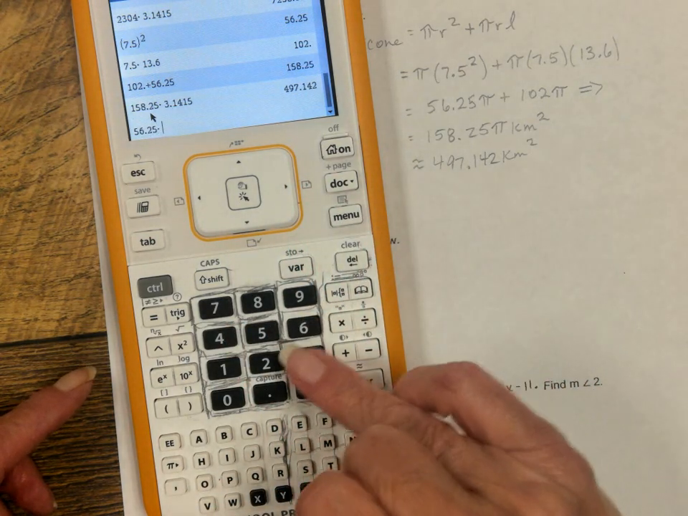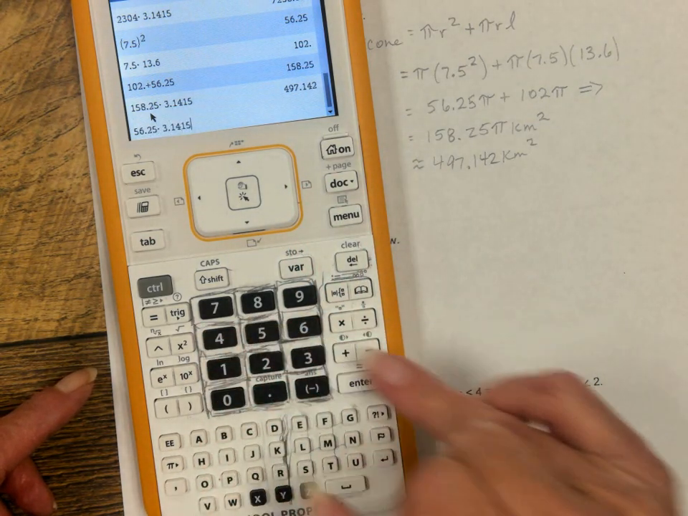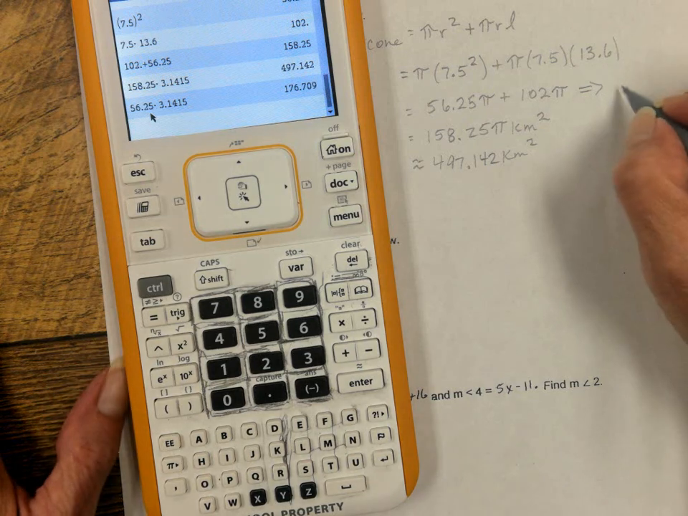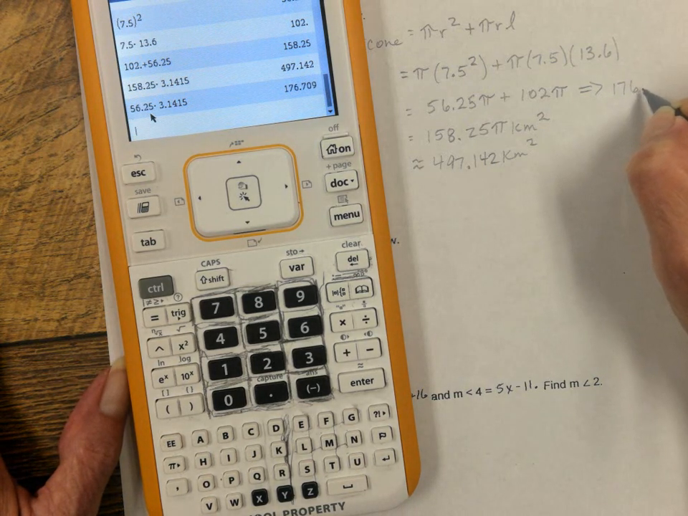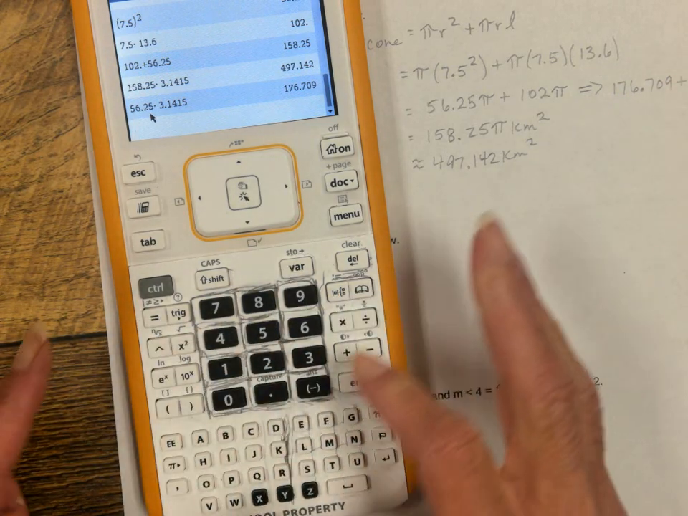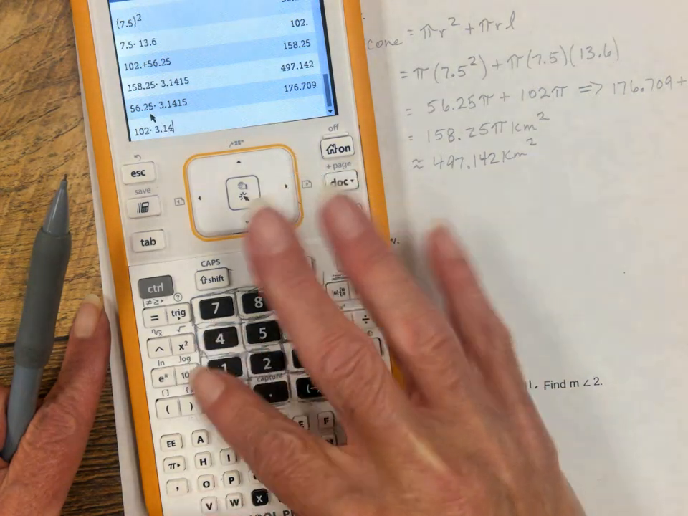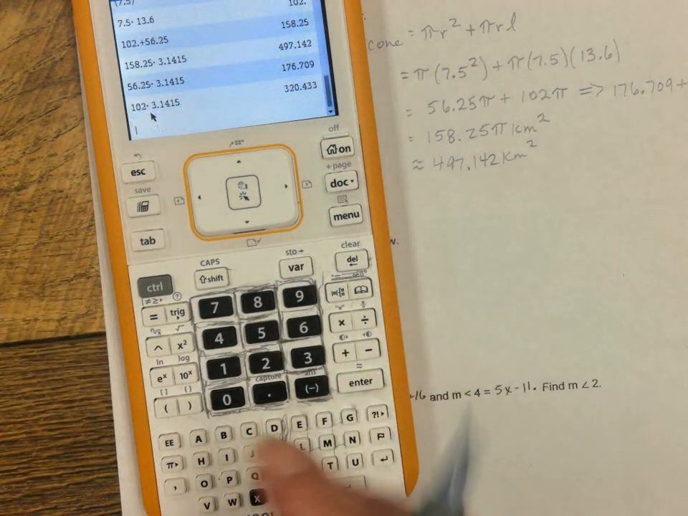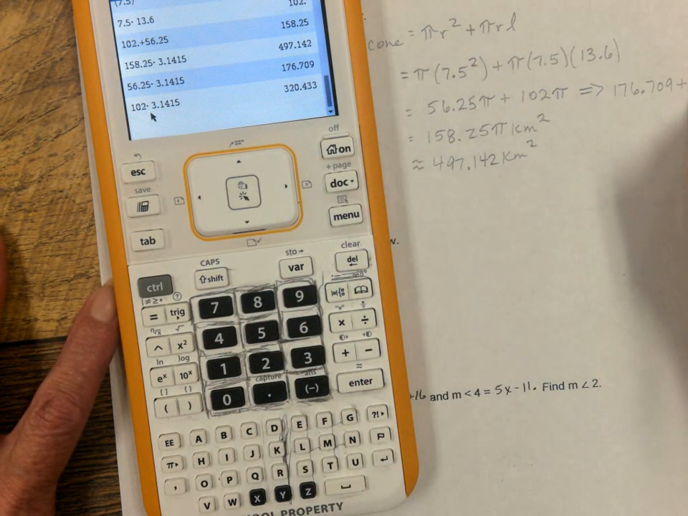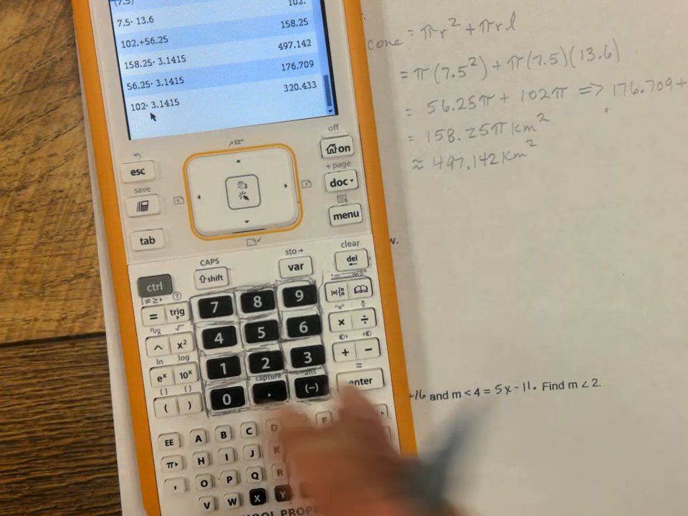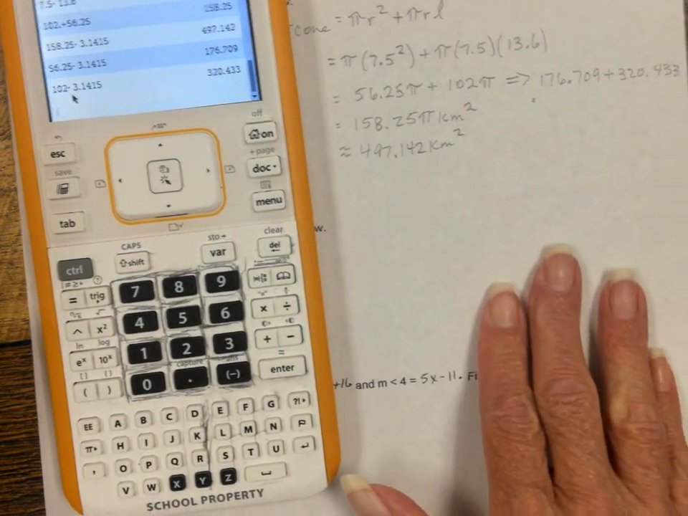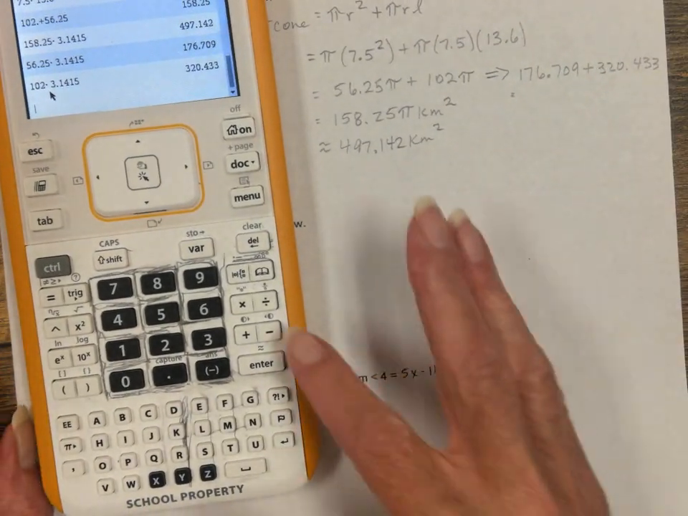56.25 times 3.1415 gives me 176.709. And then 102 times 3.1415 gives me 320.433. Let's add those. Oh, sorry guys. Add those up and see what we get.